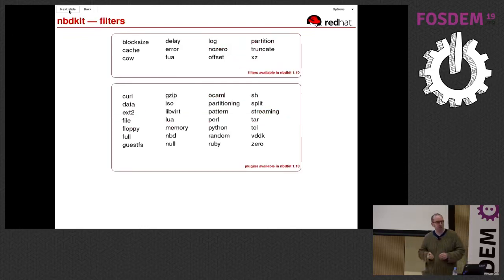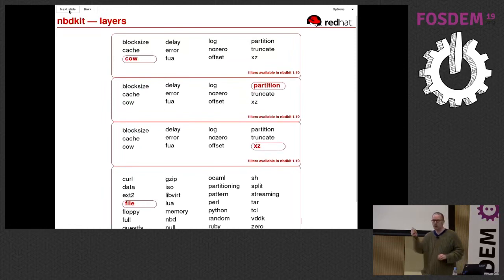Now, the other concept that NBDkit has is filters. You can think of a plugin, if you like, as a kind of data source, like a source of disk images. But filters apply modifications, changes to that data source. As an example, the partition filter: if your source is a whole disk image, but you only want to serve one of the partitions over NBD, you can apply the partition filter, which selects a partition. Each running NBDkit instance must have exactly one plugin running in it, but it can have zero or any number of filters.